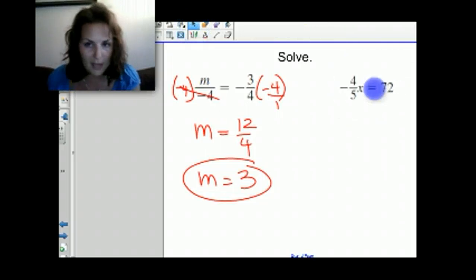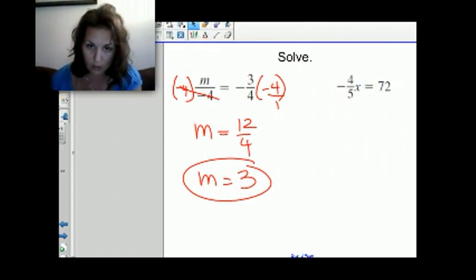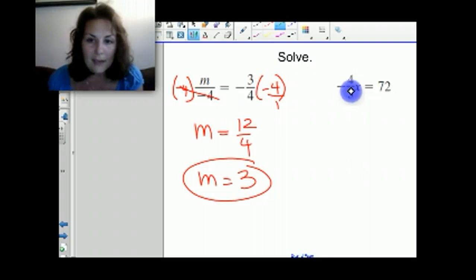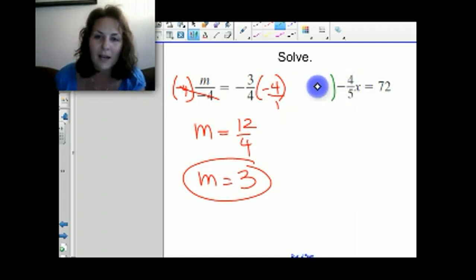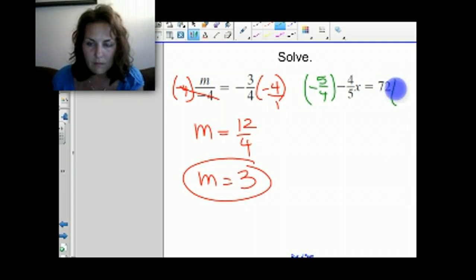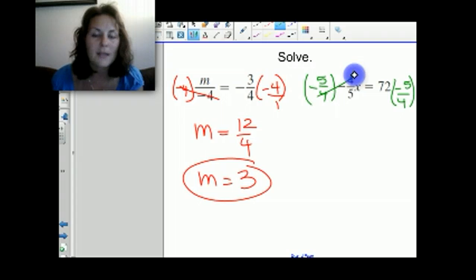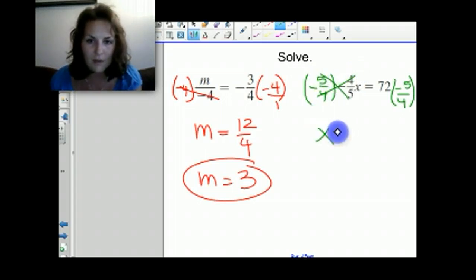Negative 4/5 x equals 72. Again, negative 4/5 times x, but instead of dividing, we multiply by the reciprocal of negative 5/4. My 4's cancel, my 5's cancel. A negative times a negative is a positive. So we're left with x equals 72.